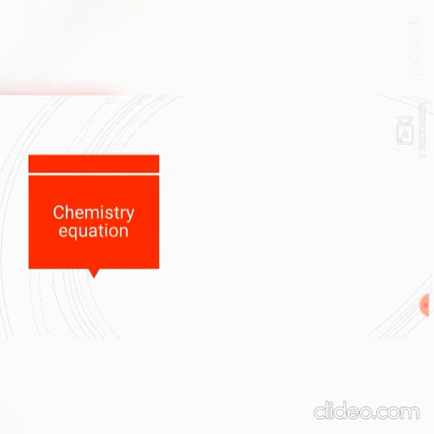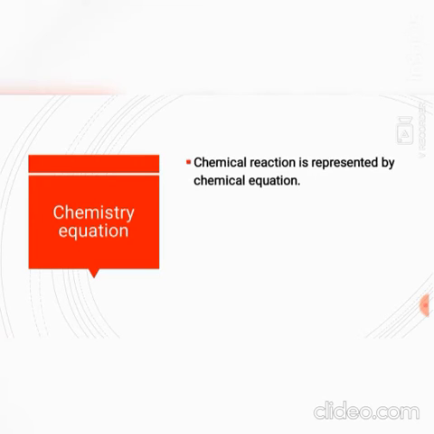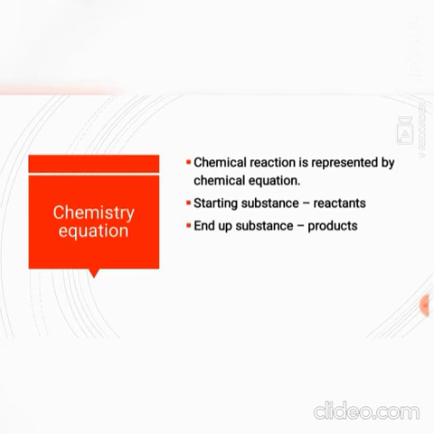In a chemical equation, I have already told you the chemical reaction is represented by the chemical equation, and the starting substance is said to be the reactants and the end substance that forms in the chemical equation is said to be the products. Usually the reactant will be written on the left hand side and the product will be written on the right hand side.